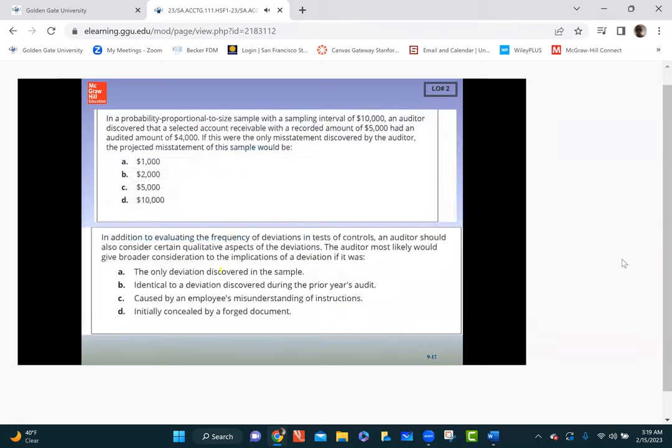Okay, good. Let's take a look at a couple of multiple choice questions. Let's go ahead and do this one first. I am going to put the poll up and let you go ahead and give this one a whirl. Again, you might need to move your little box over so you can see the question.